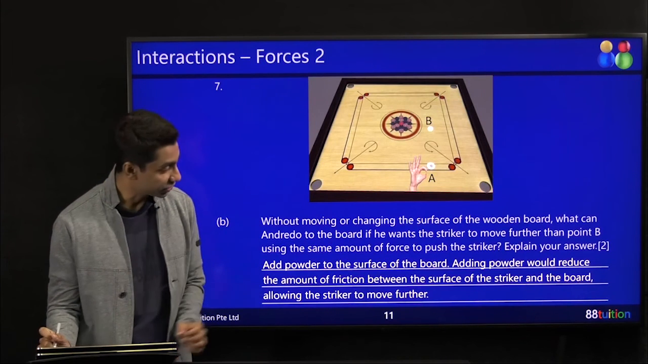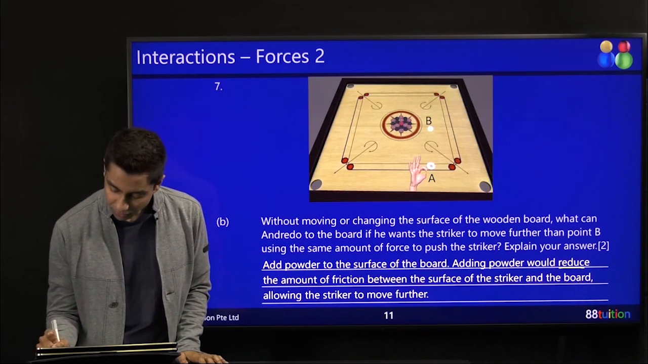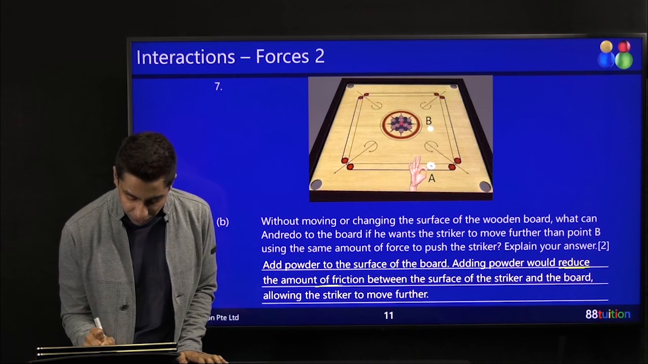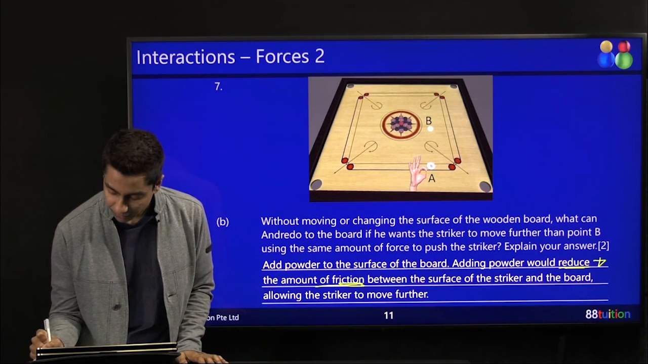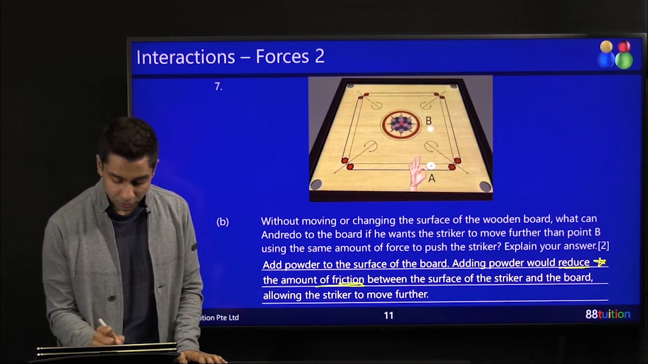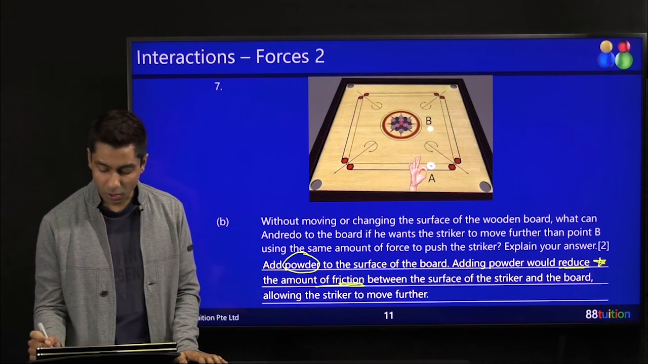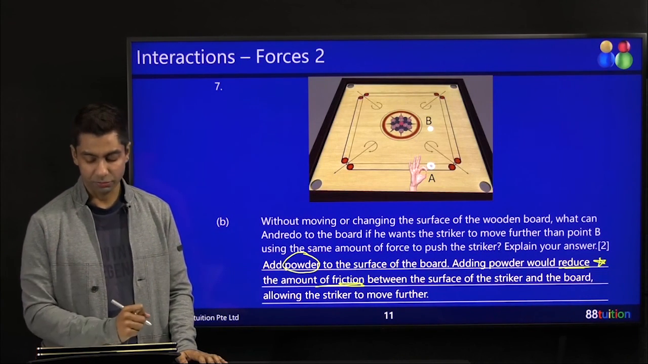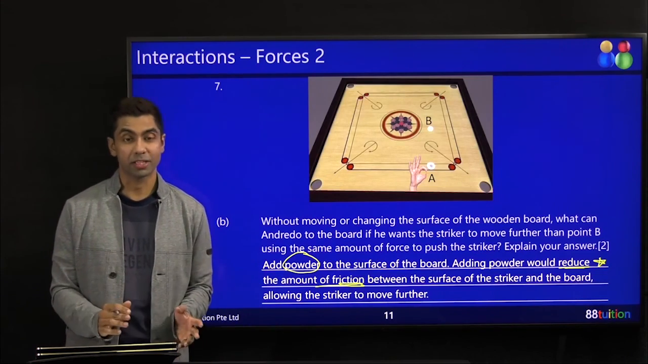Reduce, okay, the friction. There you go. Reducing the friction. That's the key one. Okay, why? How do you reduce? You add powder. So that's mark number 1. By adding powder, it reduces friction. That's mark number 2. That's it, explained.